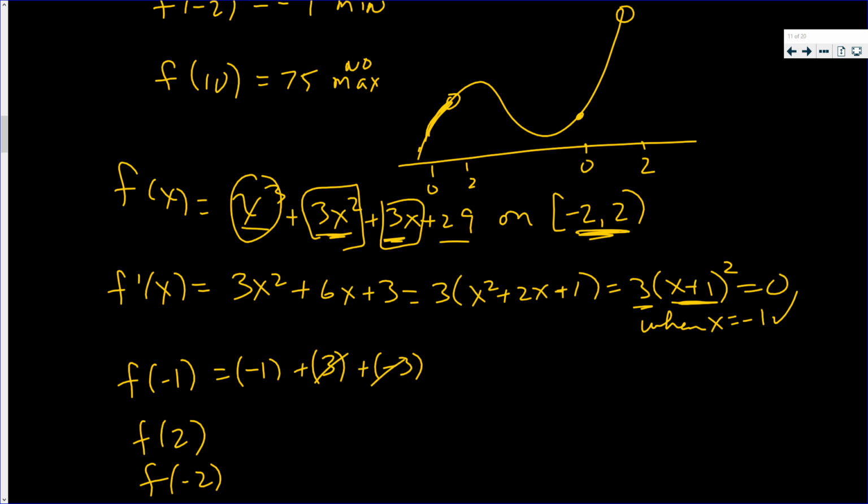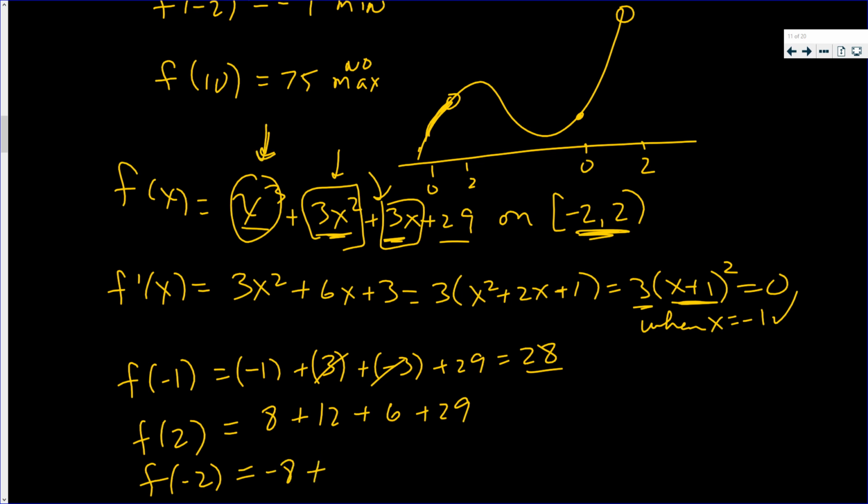So that's going to cancel. Plus 29, you get 28. F of 2. 2 cubed is 8, plus 2 squared is 4, times 3 is 12. 3 times 2 is 6, plus 29. Well, it's bigger than that one. Maybe we don't have to figure it out. Maybe we do. F of -2, well, that's going to be -8. And f of -2 is going to be 12.